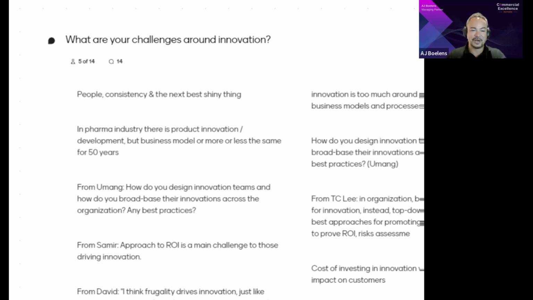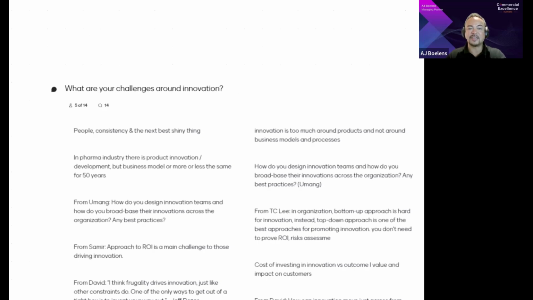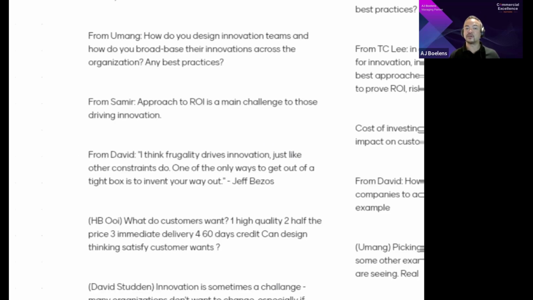Right, let's come down to another point here. David, I think frugality drives innovation just like other constraints do. One of the only ways to get out of a tight box is to invent your way out. This is a quote from Jeff Bezos. And I agree. I think one of the things is if you're leading innovation and innovation teams and your teams are coming with solutions too easily, I would put the pressure on. I would say, hey, listen, you have one solution. I don't know if it's a good one until I see another two. I'm going to give you a couple of weeks to work on this.